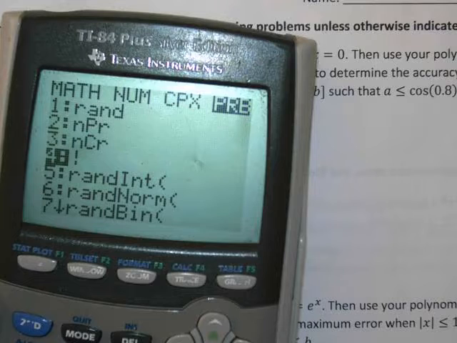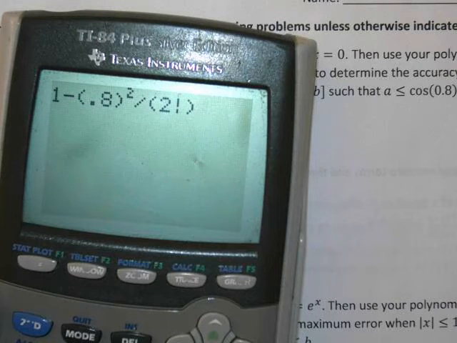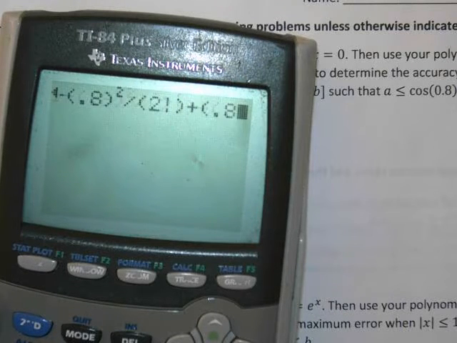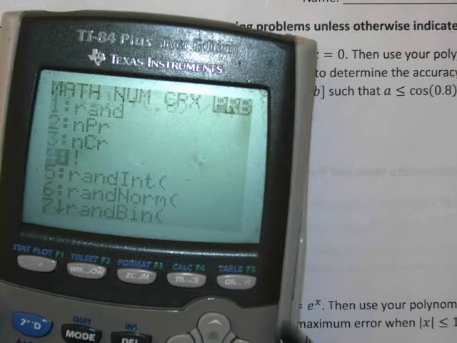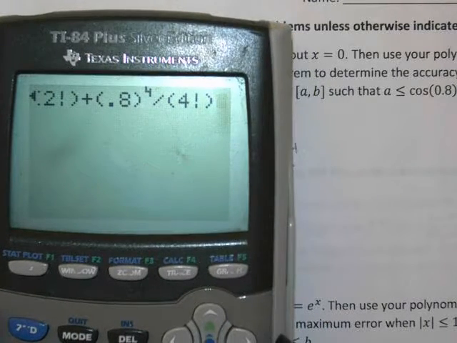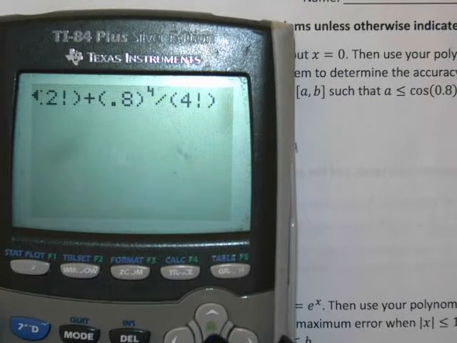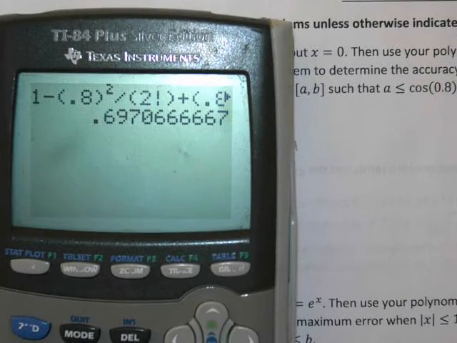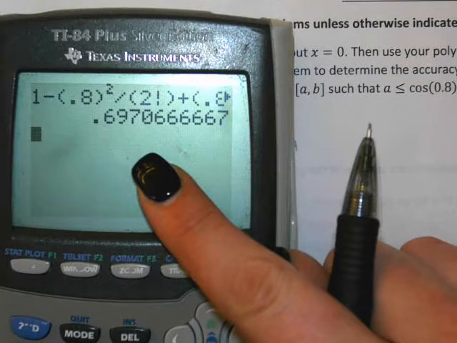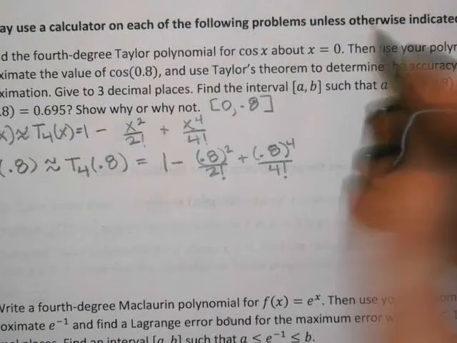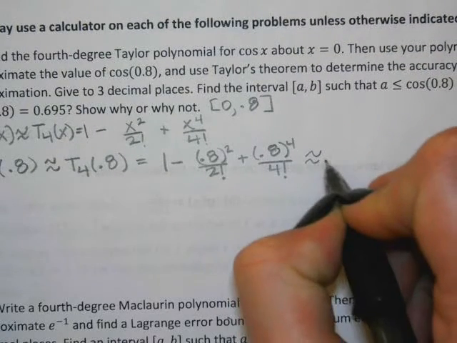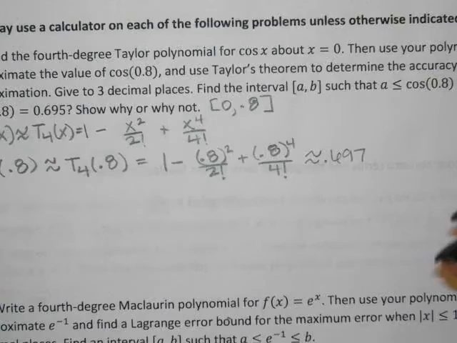There we go. Okay, so I'm going to say that this is approximately 0.697.